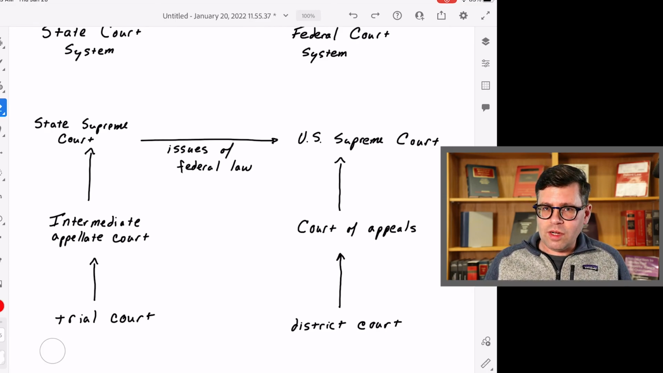Now, this is a little more complicated, and we're going to wait to talk about this in civil procedure until the end of the course. For now, I just want you to recognize that when we're talking about the process of appeals, appeals of state court decisions go through the state court process, and appeals of federal court cases go through the federal process. And the only place at which they intersect is here at the top, involving the United States Supreme Court, and once again, only involving issues of federal law.